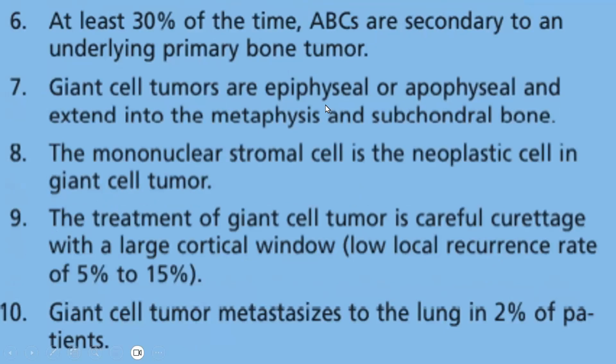At least 30% of the time, aneurysmal bone cysts are secondary to an underlying primary bone tumor. I have stressed this. Giant cell tumors are epiphyseal or apophyseal, extending into the metaphysis and subchondral bone. The mononuclear stromal cell is the neoplastic cell in giant cell tumor. The treatment of giant cell tumors is careful curettage with a large cortical window, with low local recurrence rates of 5 to 15%. And giant cell tumors metastasize to the lung in 2% of the patients.